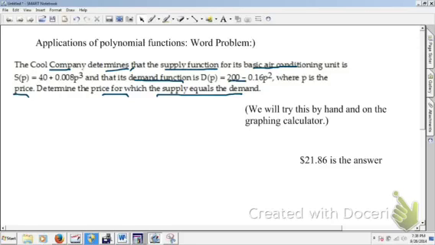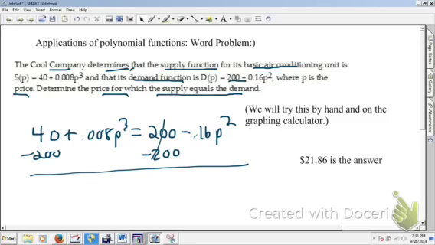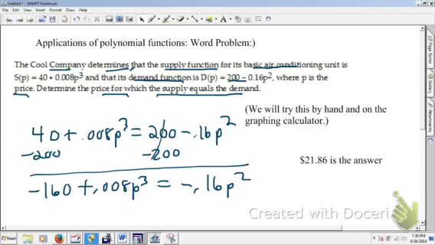Okay, so what if we just took an algebra perspective? So when does 40 plus 0.008 p cubed equal 200 minus 0.16 p squared? Now we had said get everything to 0, make sure it's in descending order. Okay, fine. Then we subtract 200. It's just that sometimes we have to lean on technology because it might not factor, and we haven't learned what to do if it doesn't factor. So that's going to lead us to 40 minus 200, negative 160, plus 0.008 p cubed equals negative 0.16 p squared, right? Then move 0.16 p squared to the other side.